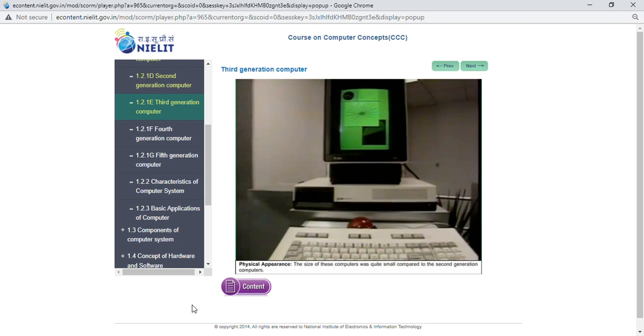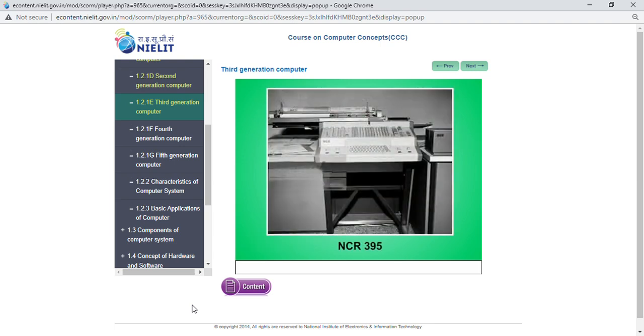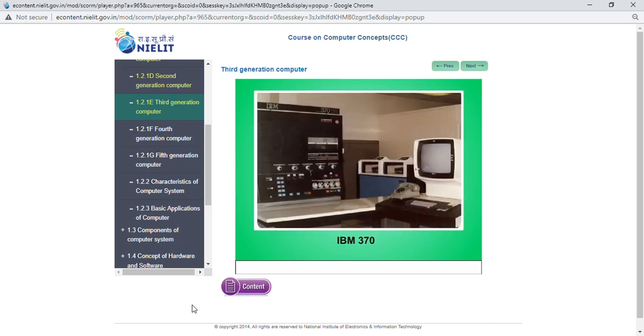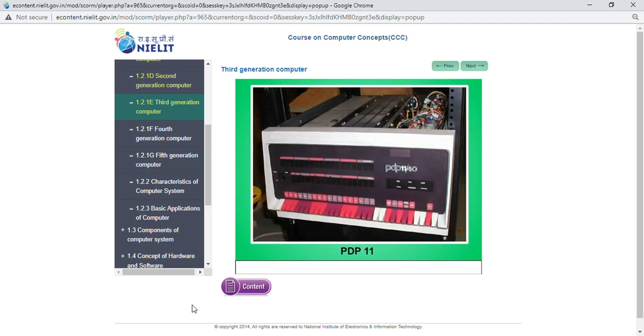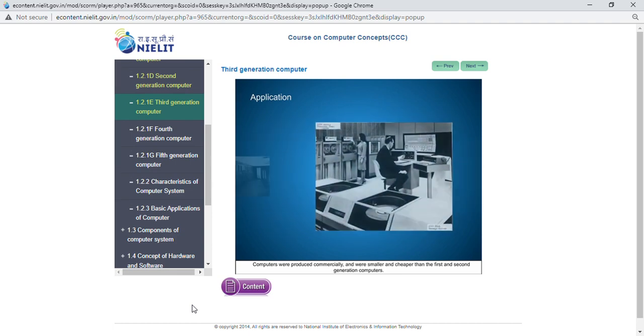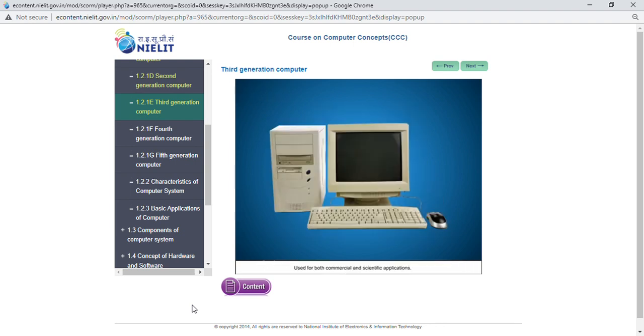Physical appearance. The size of these computers was quite small compared to the second generation computers. Examples: NCR 395, IBM 360, IBM 370, PDP 11. Disadvantage: limited storage capacity. Applications: computers were produced commercially and were smaller and cheaper than the first and second generation computers, used for both commercial and scientific applications.